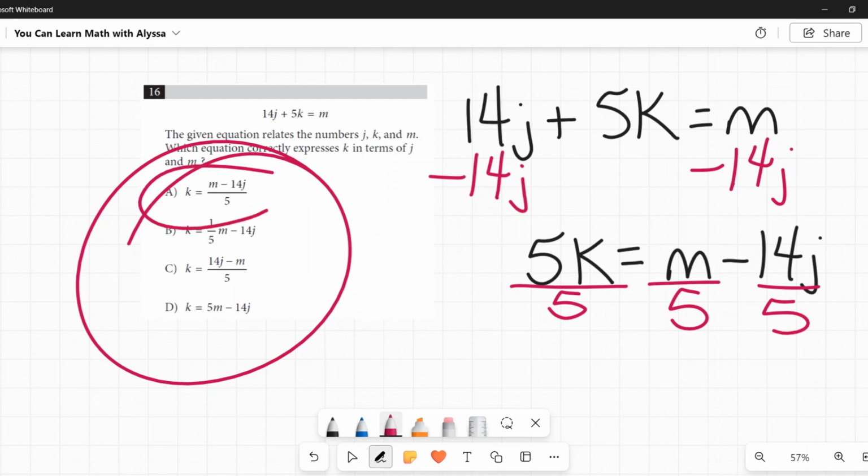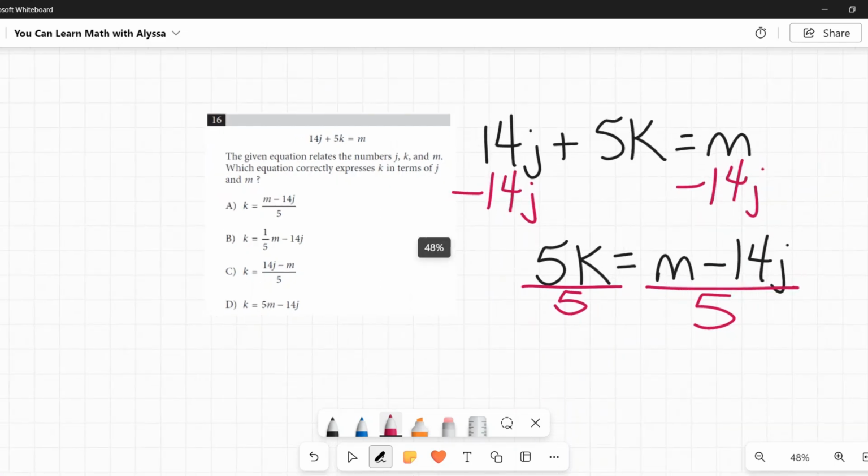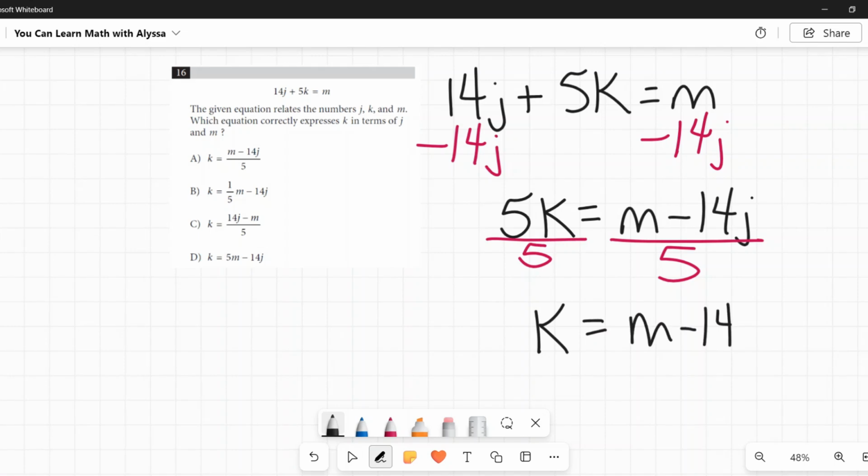So I'm just going to say that since both of these are showing all of it over 5, that's what they want. That's what I'm going to assume. So I'm going to start with that. And if I don't find one that matches, I can try to deal with it the other way. Both are the same thing, and different problems may require you to do it either of those two ways. It's identical. So here, 5k, I divide that by 5. So on the left, I am left with k. And on the right, I have m minus 14j all over 5.